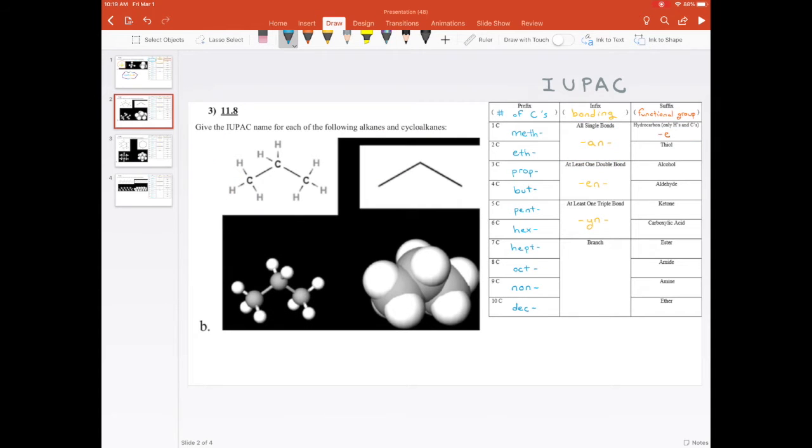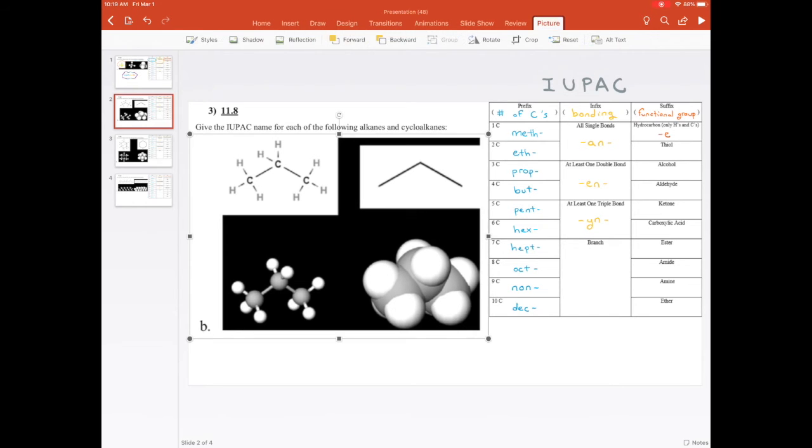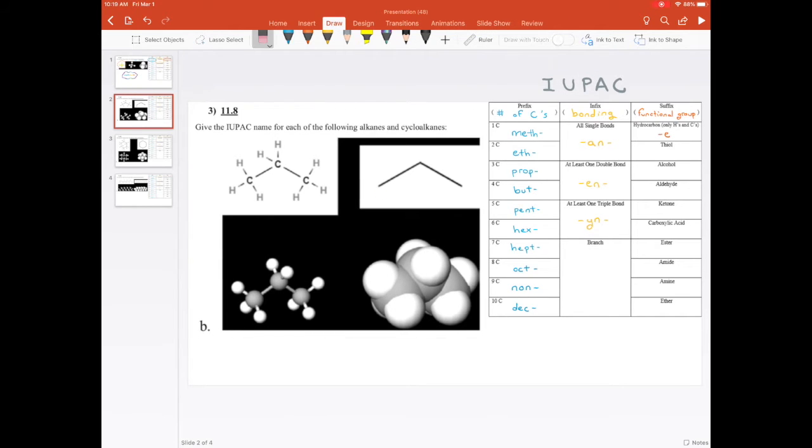All right, same procedure. First, let's try to find the prefix. That's based on the number of carbons. Here we have 1, 2, 3 carbons. The prefix for 3 carbons is prop. Between those carbons, we only see single lines, no double or triple lines. So we have all single bonds, and the infix is AN. Finally, the molecule only has hydrogen and carbon in it, and so the suffix is E. So the name for this molecule is propane.